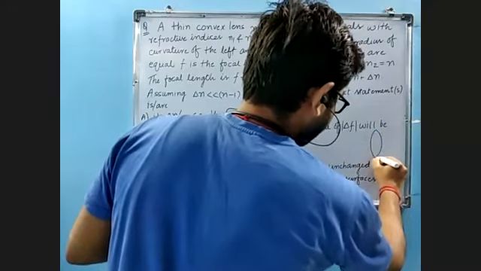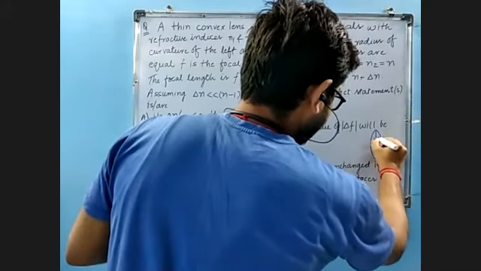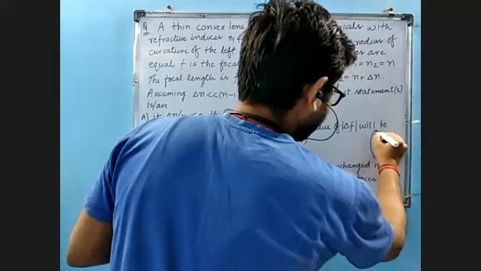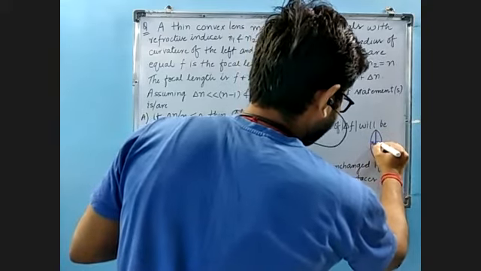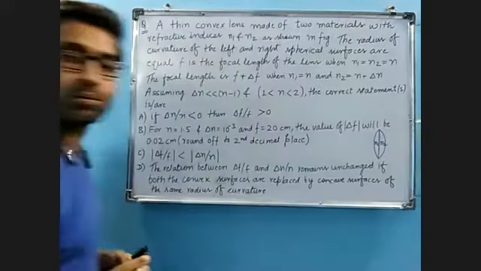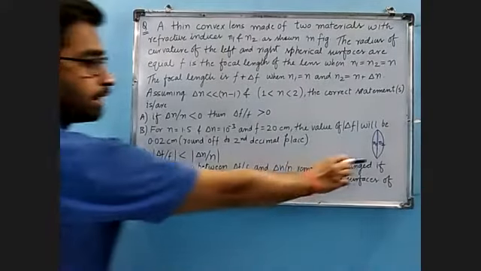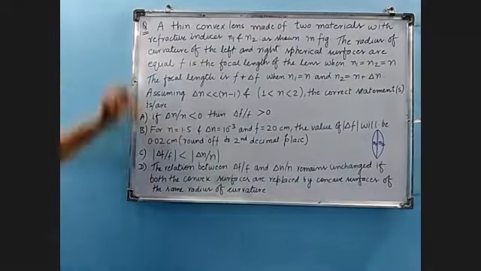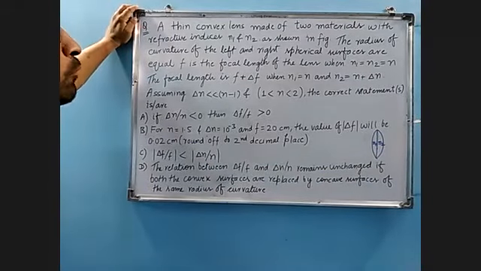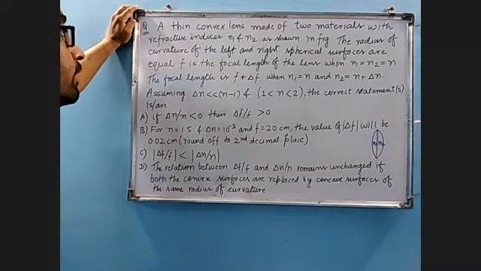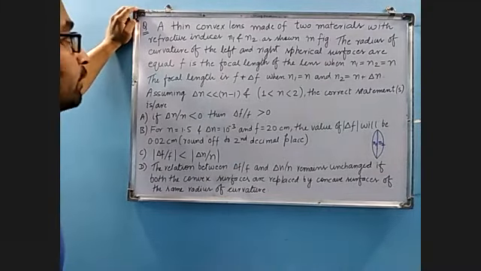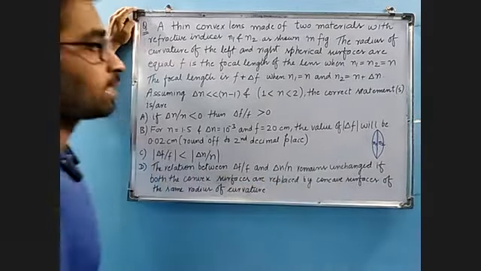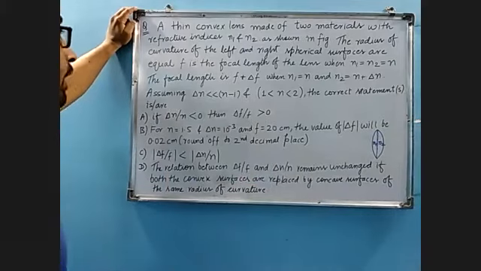So there is a convex lens. Half of it is made up of one refractive index, say N1. The other half is made up of material of refractive index N2. The radius of curvature of the left and right spherical surfaces are of the same radius, actually, equal. F is the focal length.